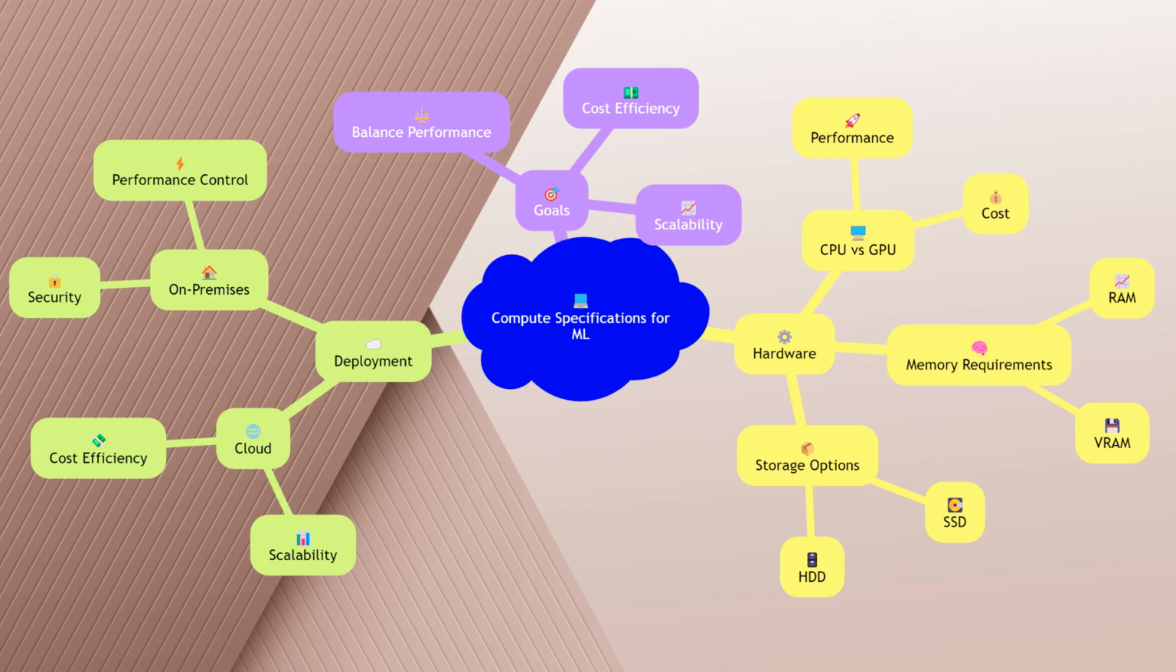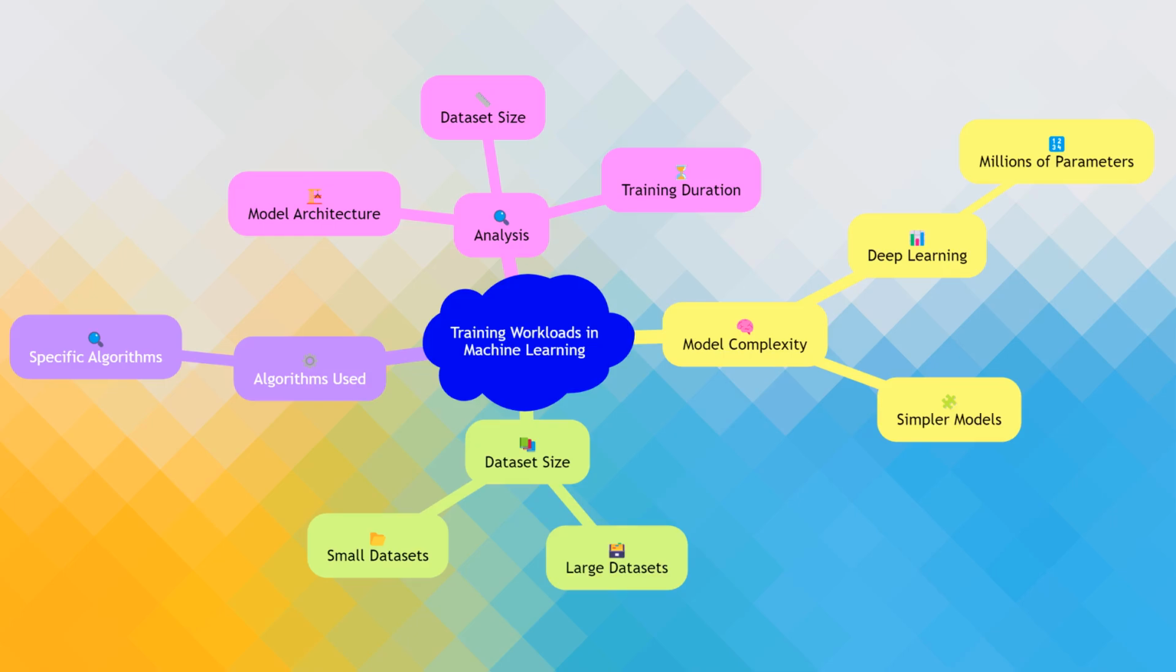specific ML training needs. Training workloads in machine learning refer to the computational tasks involved in training a model. These tasks can vary significantly depending on the complexity of the model, the size of the dataset, and the specific algorithms used. For instance, deep learning models with millions of parameters require more computational power compared to simpler models. Understanding the nature of your training workload is the first step in determining the appropriate compute specifications. This involves analyzing the model architecture, dataset size, and training duration.